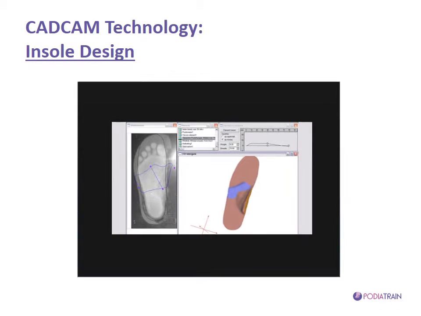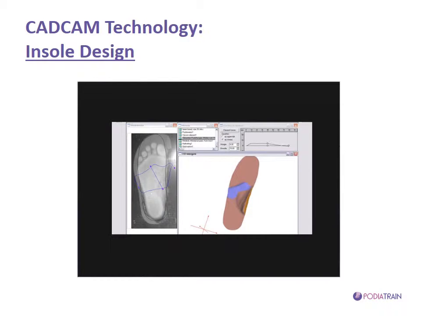So once we have designed our insole in the CAD software, the CAM part of the system takes over. The CAM part meaning computer aided manufacture. And basically what happens here is that the software will create what is known as a toolpath, and it will create a file consisting of what is known as G-code.